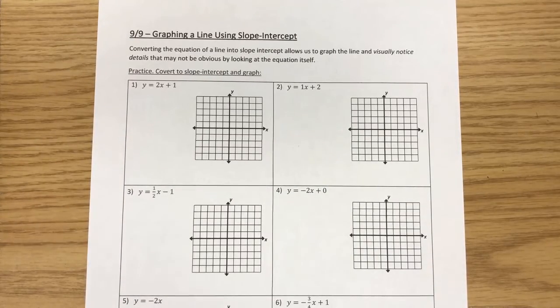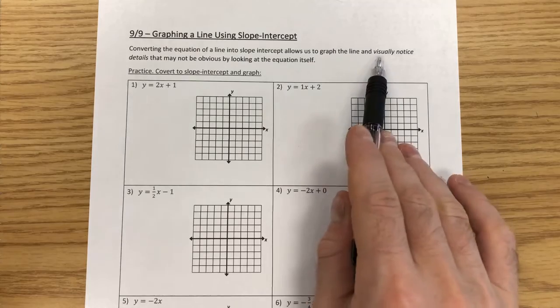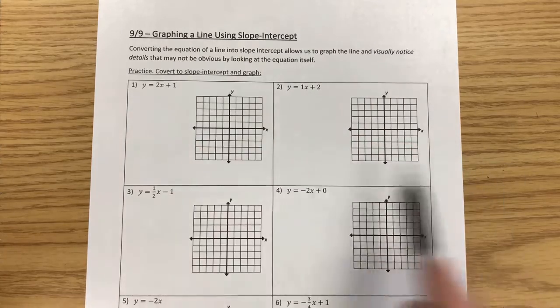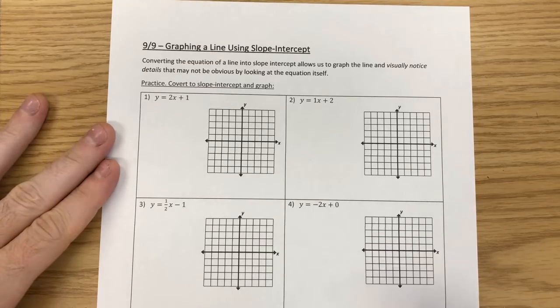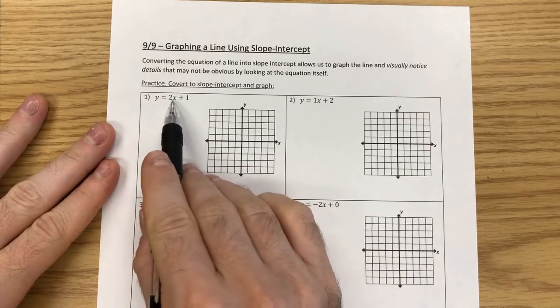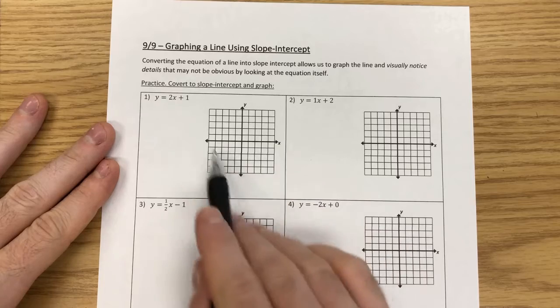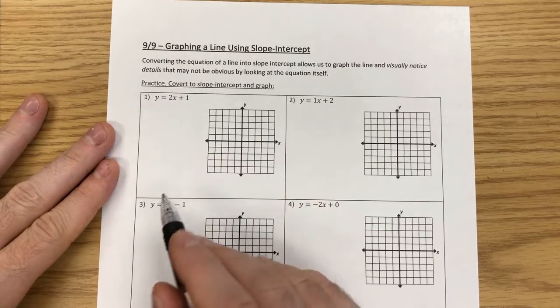Okay, so today we're going to be graphing a line using slope-intercept form. Now, this form, regardless of whether or not you remember how to use it, I'm going to show you how to graph any line assuming that you've forgotten all the steps. But the whole point of graphing a line is we want to visually notice details that may not be obvious by looking at the equation itself. So we want to be able to visualize what's going on with this relationship between an x and y in a way that might make more sense than just reading it.